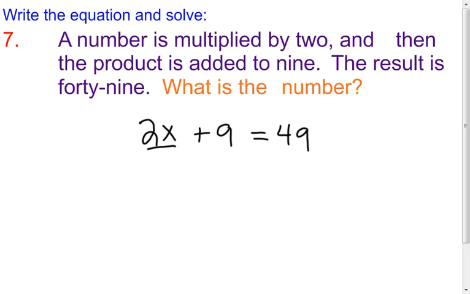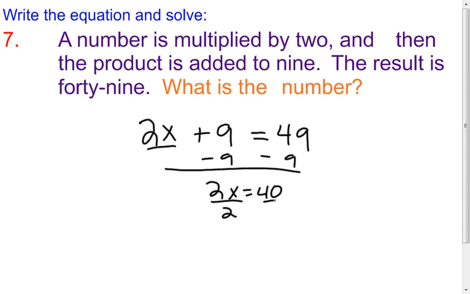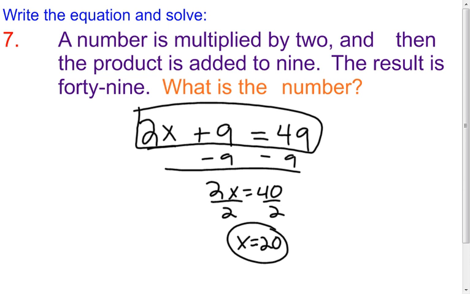And then, of course, you need to solve. So I will subtract 9. 2x equals 40. Divide by 2. And x is 20. Here's your equation that I again forgot to box off.